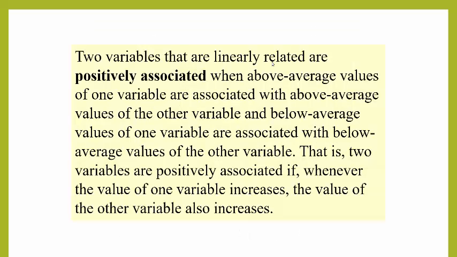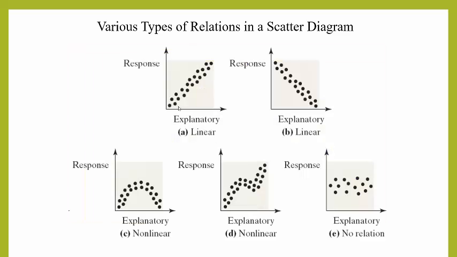Alright, two variables that are linearly related are positively associated when the above average values of one variable are associated with the above average values of the other variable, and below average values of the variable are associated with the below average values of the other variable. I'll explain that. That is, two variables are positively associated whenever the value of one variable increases, the value of the other variable also increases. Like this.